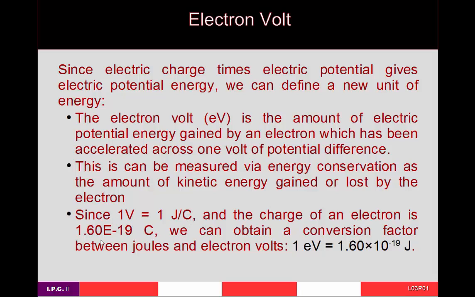1 volt is a joule per coulomb, and an electron has 1.6 times 10 to the minus 19 coulombs. So our conversion factor is basically that 1 eV is the same as 1.6 times 10 to the minus 19 joules. So that's how you get from a macroscopic energy to a microscopic energy, or vice versa.